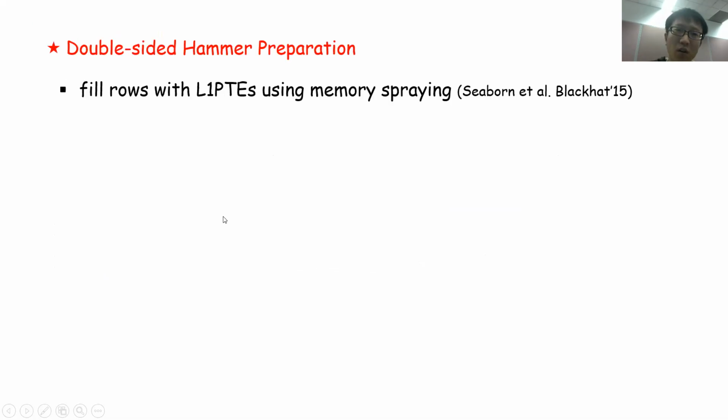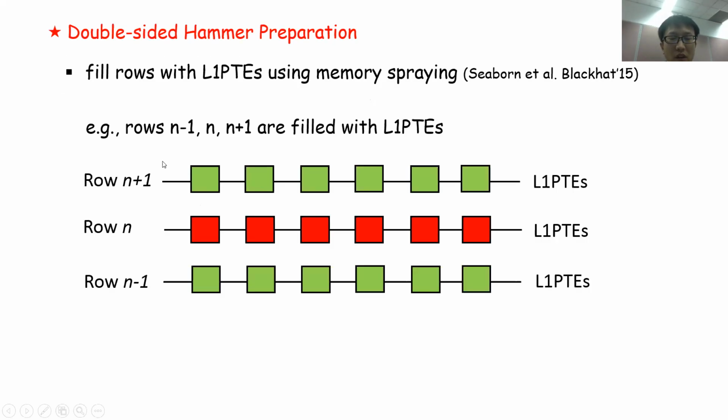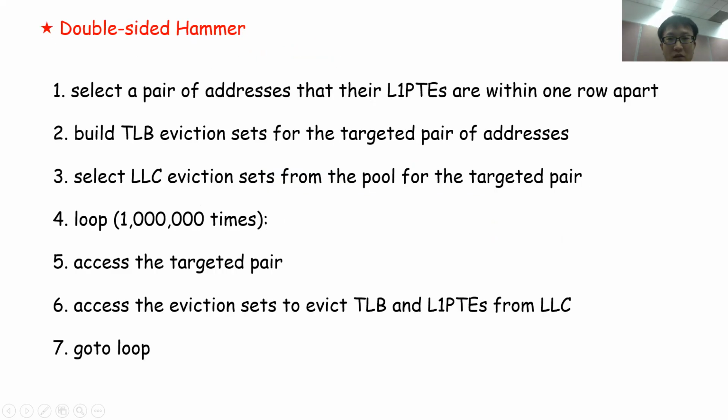So after addressing the problems of TLB and cache evictions, we can now prepare the double-sided hammer. We fill rows with level 1 PTs using memory spraying. For example, rows n-1, n, and n+1 are filled with level 1 PTs. When rows n+1 and n-1 are implicitly hammered, then some of the level 1 PTs in row n will be bit-flipped.